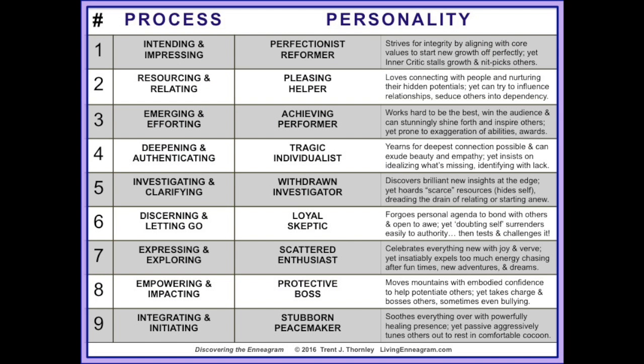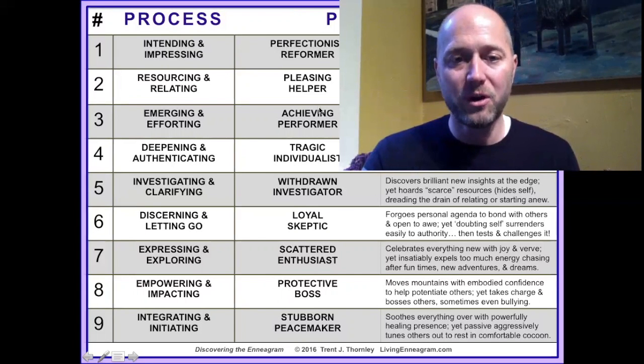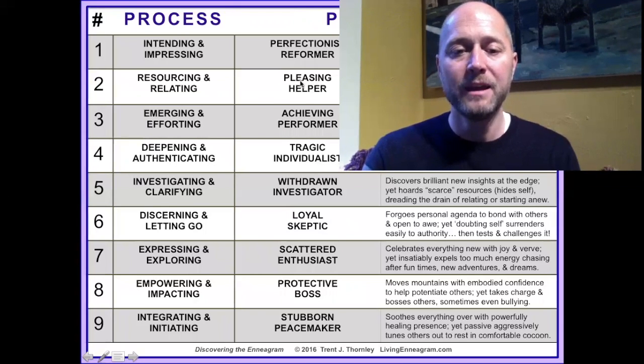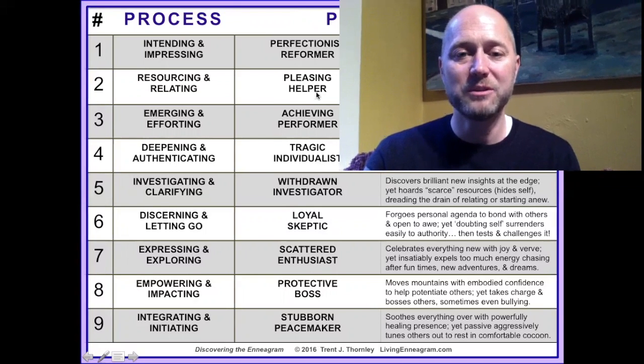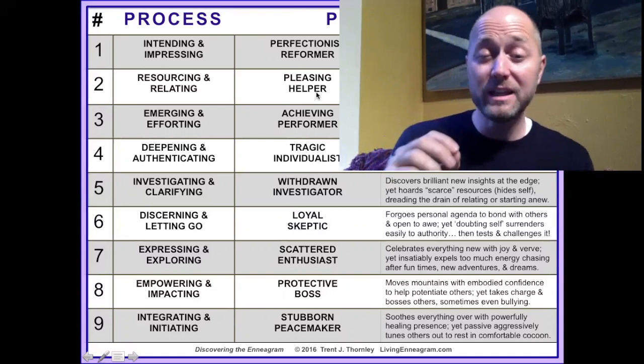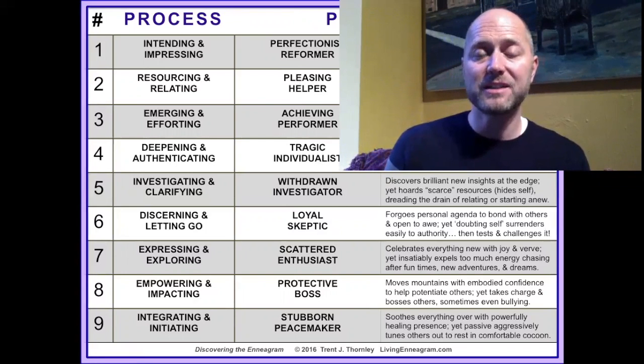So here I've got a chart which relates the process Enneagram to the personality Enneagram, the qualities of intending and impressing, for example, with 1 in the process. Those are the stages. The first stage in the process relates to the perfectionist reformer type pattern in the personality Enneagram. And here's a little bit of a description of how those two relate, and it goes through all of the 9 types, so you get a feel for that and how they begin to relate to one another. And so we can really get to an understanding of each of the personality styles more as we get to an understanding of these stages in the universal process of transformation.